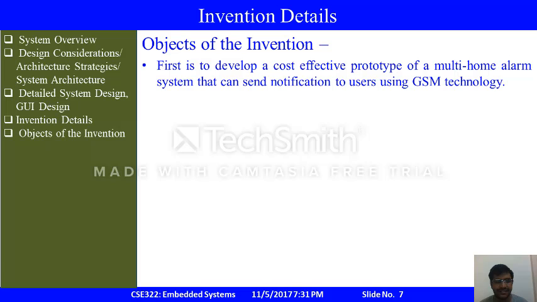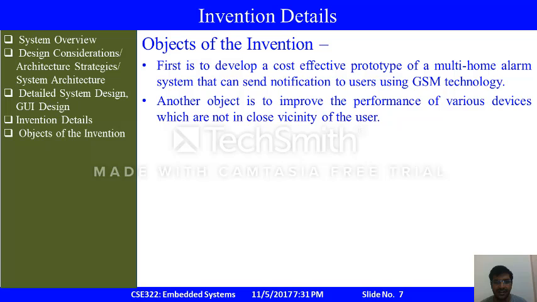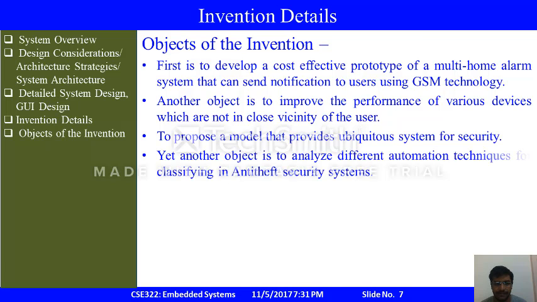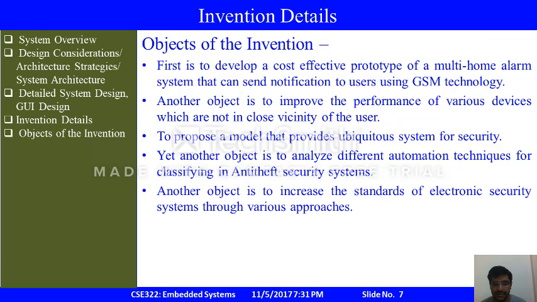Objectives of the invention. First is to develop a cost-effective prototype of a multi-home alarm system that can send notifications to users using the GSM technology. Another object is to improve the performance of the various devices which lie in close vicinity of the user, to propose a model that provides ubiquitous system for security. Yet another object is to analyze different automation techniques for classifying in anti-theft security systems. One more object is to increase the standards of electronic security system through the various approaches given.